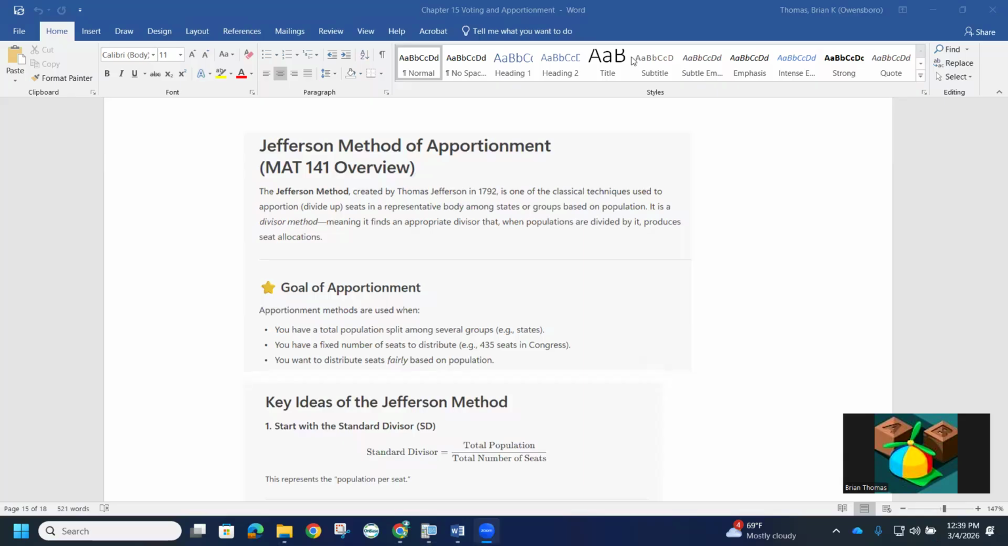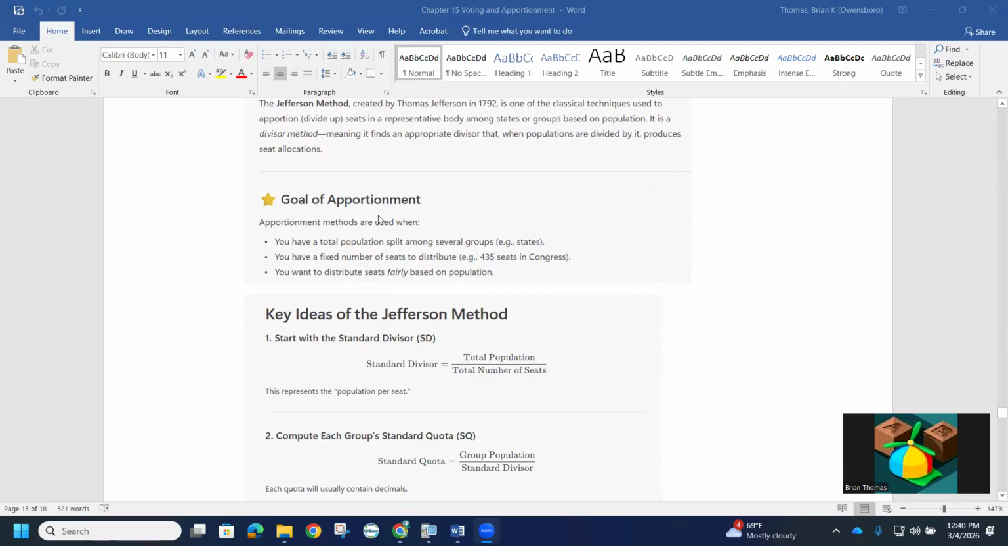So as we move a little bit further into apportionment, besides the Hamilton method, we also have what's called the Jefferson method of apportionment. This comes from Thomas Jefferson. Again, this was also in 1792. So it also uses a divisor method, but this divisor method works a little bit differently.